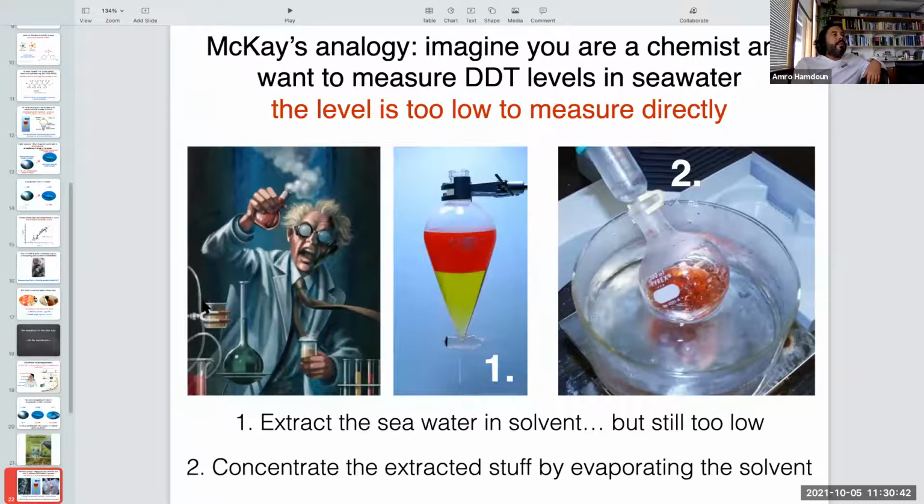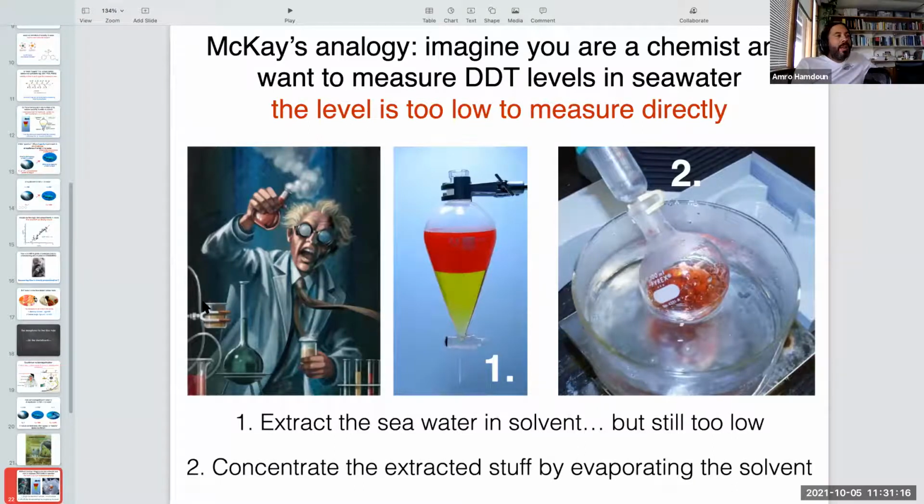So Don McKay says, okay, the first picture, you've got basically a scientist, right? That's your depiction of a scientist. Your scientist is working in the lab, and he's a chemist, and he wants to measure the level of DDT in seawater. If you went out and got a bucket of seawater and measured DDT in it, it wouldn't work because the level's too low and your instrument's not that sensitive. So you wouldn't be able to measure it, right? It's too low. So what do you do?